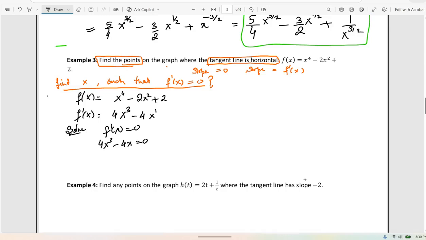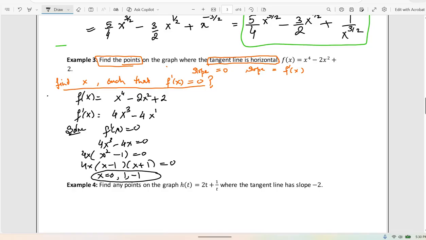Okay. How do you solve this equation? I think we can factor out 4x. We'll be left with x squared minus 1, equal to 0. We further factor this. What do we get? x minus 1, x plus 1. So what do we get for x? Either 0 or 1 or negative 1. These are the x values where the tangent is horizontal. Okay.